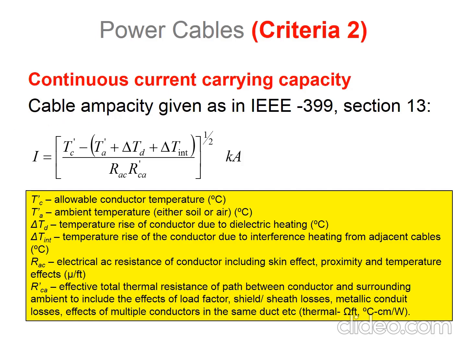Okay, and we can see here the characteristics: TC is the allowable conductor temperature, TA is the ambient temperature, and delta TD is the temperature rise of the conductor. RAC is the electrical AC resistance, R is a resistance, and R prime CA is the effective total thermal resistance of the path between the conductor and the surrounding ambient.